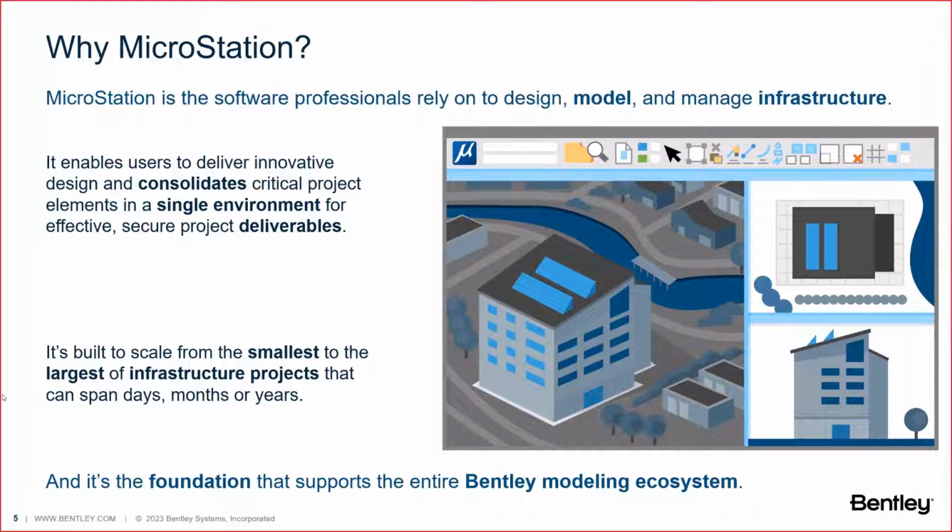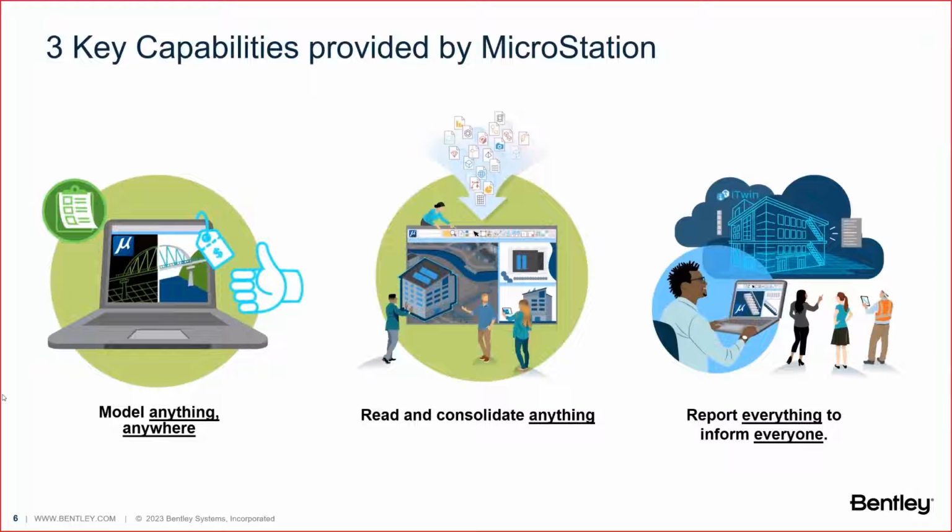Having this in mind, we want to review what we call the three key capabilities provided by MicroStation, summarized in three sections. One is model anything, anywhere. MicroStation provides the capability to model anything you can imagine, always geolocated or related to the geospatial context, so you don't need to design disconnected from the system reality.